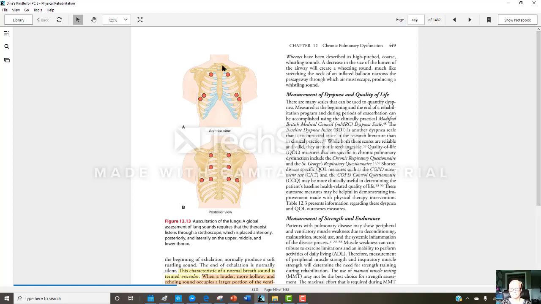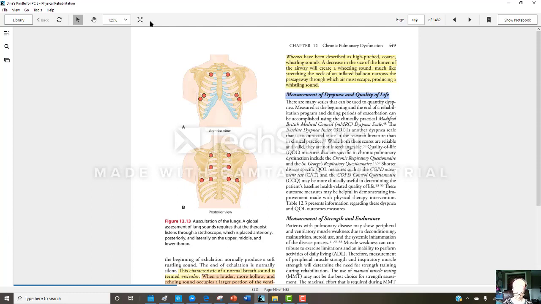Measurement of dyspnea and quality of life. There are many scales that can be used to quantify dyspnea, measured at the beginning and the end of a rehabilitation program and during periods of exacerbation. This can be accomplished using the clinically practical modified British Medical Research Council, MMRC, dyspnea scale. The baseline dyspnea index, BDI, is another dyspnea scale that is encountered more in the research literature than in clinical practice.